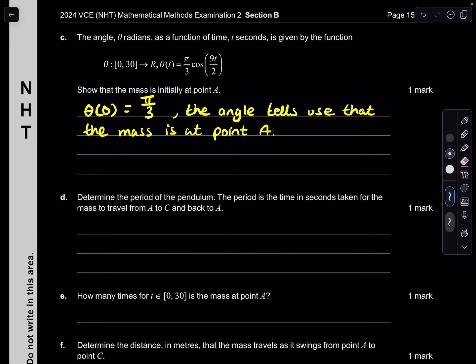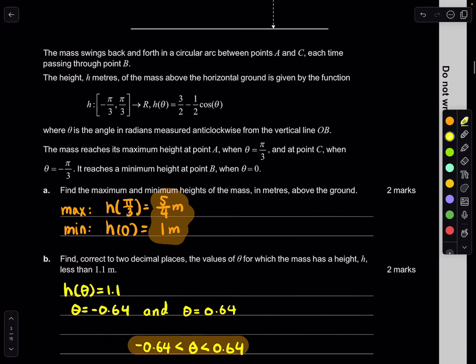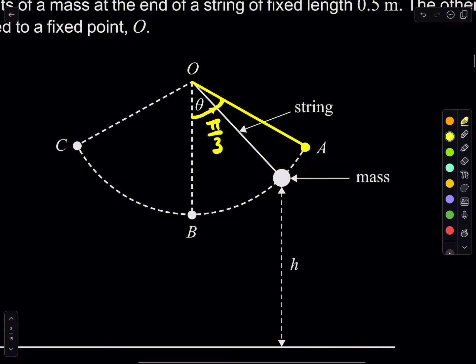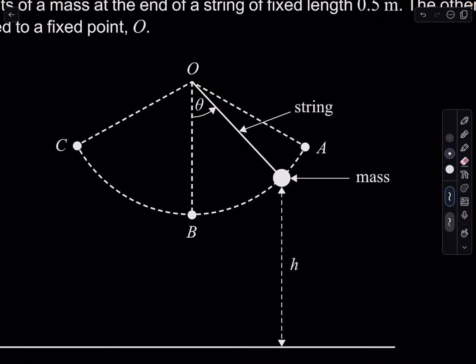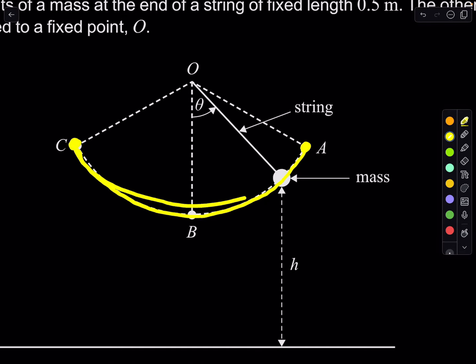D, let's have a try at this one. Determine the period of the pendulum. The period is the time in seconds taken for the mass to travel from A to C and back to A. So let's think about that. It's the time taken to go from A to C, the whole distance from A to C, and then back to A.